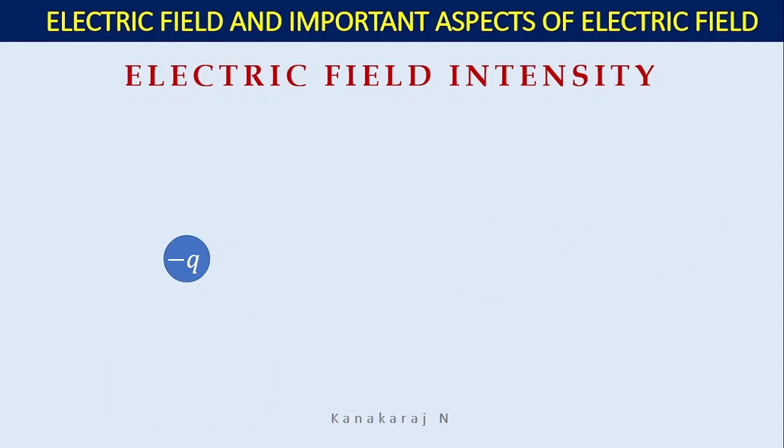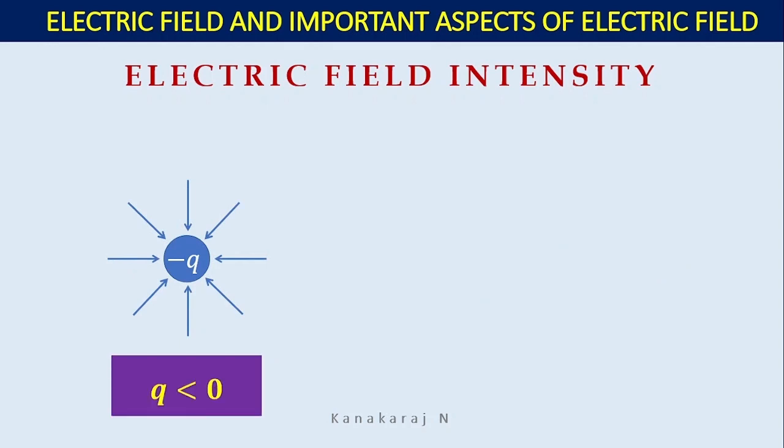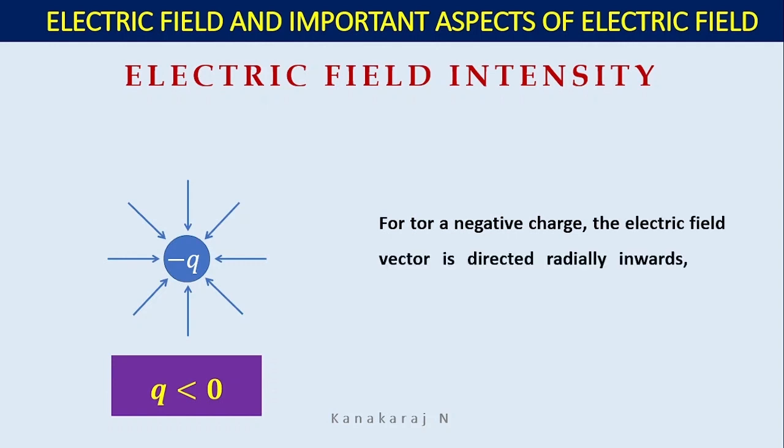Here you have a minus Q negative charge. The electric field is now towards the negative charge. Q is less than 0. For a negative charge, the electric field vector is directed radially inwards, that is, towards the negative charge.